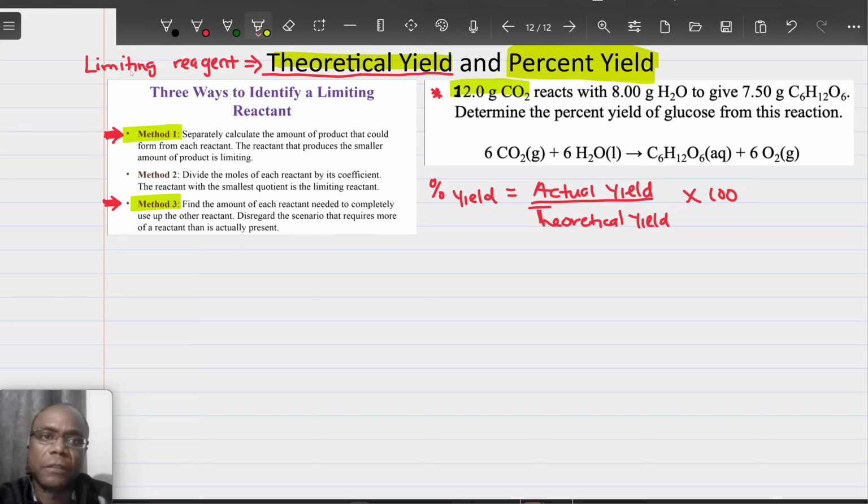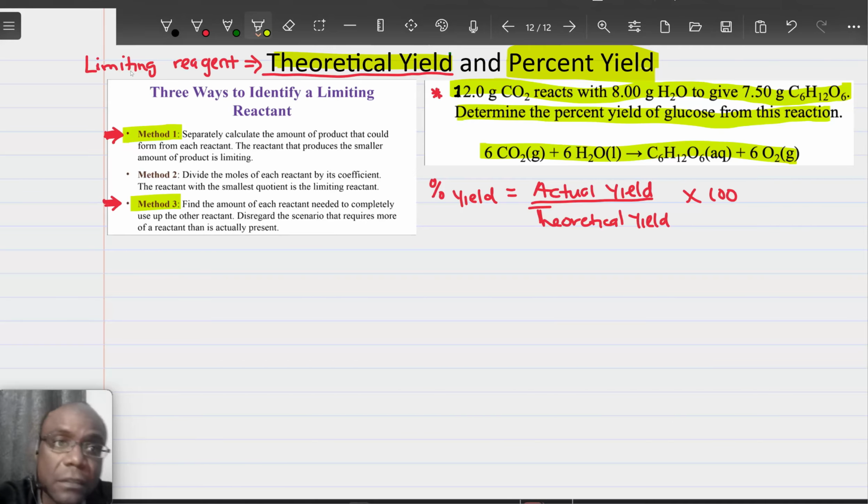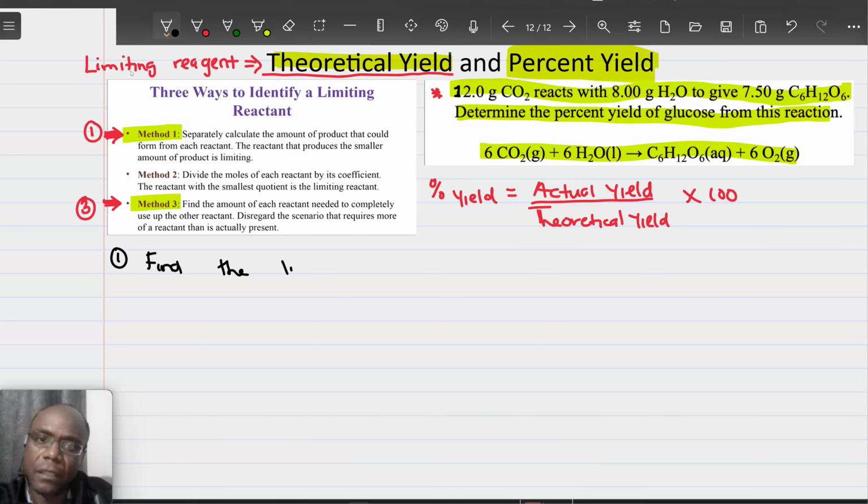Question: 12 grams of CO2 reacts with 8 grams of water to give you 7.5 grams of a carbohydrate, probably glucose. Determine the percent yield of glucose from this reaction. The reaction itself is given here and it's already balanced for you. If you want, you can confirm, but it is balanced as I've confirmed it.